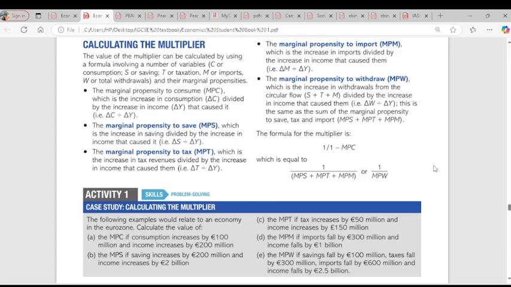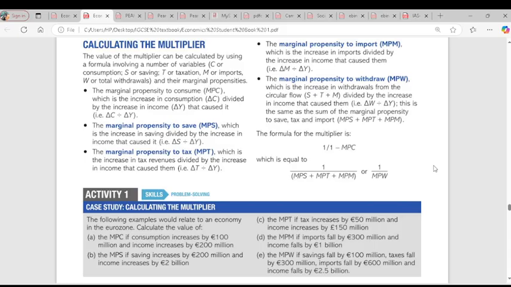Clear? Yes. The third one, marginal propensity to tax. That is an increase in tax revenue divided by an increase in income. So a change in tax revenue that brings about a change in income is marginal propensity to tax. So MPT is change in T over change in Y. Then we have the marginal propensity to import, MPM. MPM is an increase in imports divided by an increase in income. So a change in imports that brings about a change in income is MPM. Clear? Any question about that?